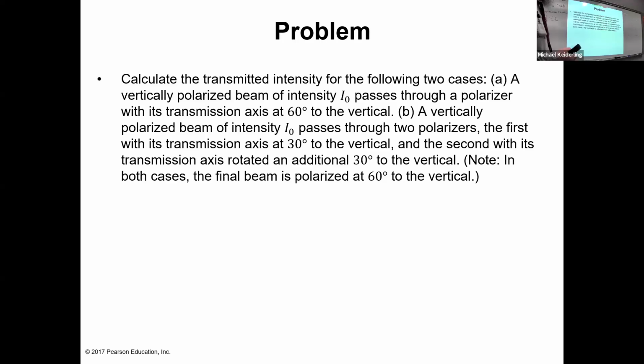So here, we want to find the transmitted intensity for the following cases. A: a vertically polarized beam of intensity I0 passes through a polarizer with its transmission axis at 60 degrees to the vertical. And B: a vertically polarized beam of intensity I0 passes through two polarizers. The first with its transmission axis at 30 degrees to the vertical, and the second with the transmission axis rotated an additional 30 degrees to the vertical. In both cases, the final beam is polarized at 60 degrees to the vertical. And you're starting with a vertically polarized beam. We're always going to be using this formula.